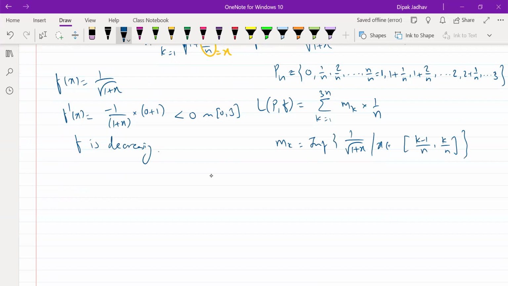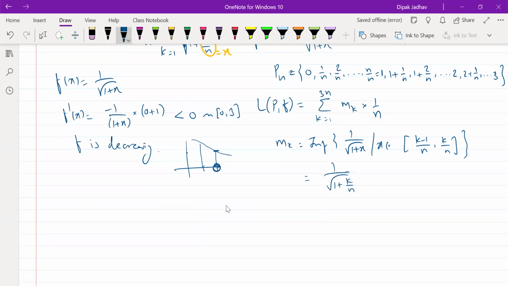So this time the function is decreasing, so its infimum will be at the right or left endpoint. Right endpoint. The function is like this, a decreasing kind of function, and on this interval we are observing the infimum. So the infimum is at the right endpoint. Very good. So this is 1 by root of 1 plus k by n.